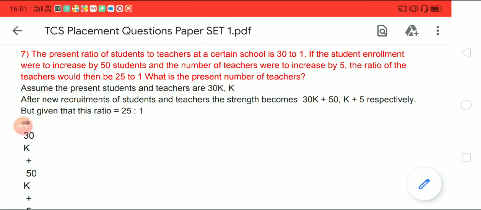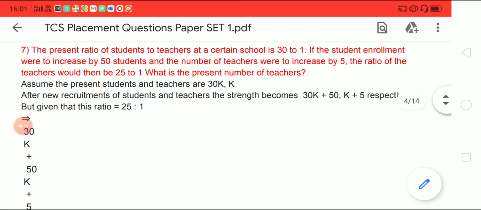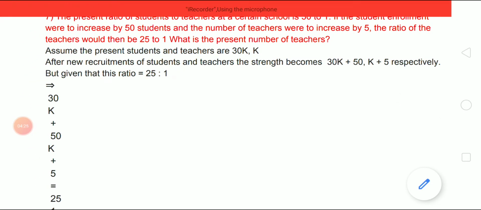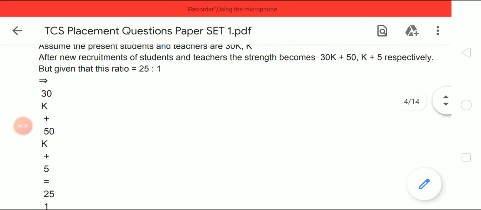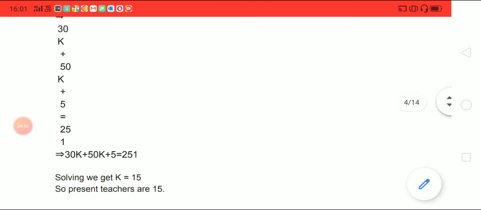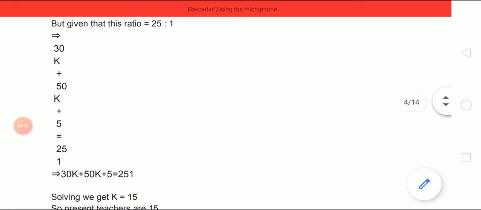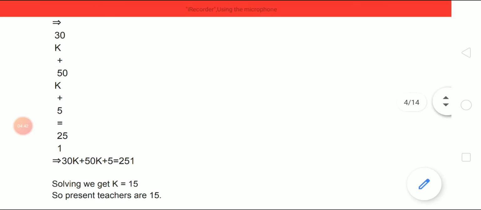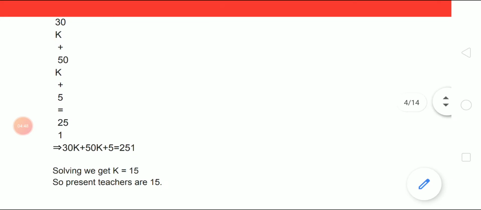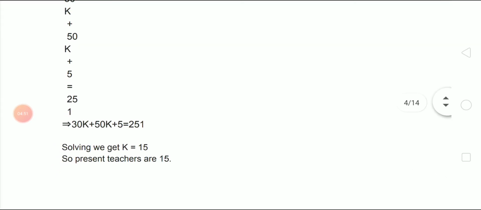Assume the present students and teachers are 30k and 1k. After new recruitments of students and teachers, the strength becomes 30k plus 50 and k plus 5 respectively. But the given ratio is 25 is to 1. Here we are taking (30k plus 50) over (k plus 5) equal to 25 is to 1, or 25/1. Okay, 30k plus 50 equal to 25 times (k plus 5), in the sense 80k equal to 246... sorry, 246, I think 246. Then you can find the k value easily, k equal to 15. So present teachers are 15.